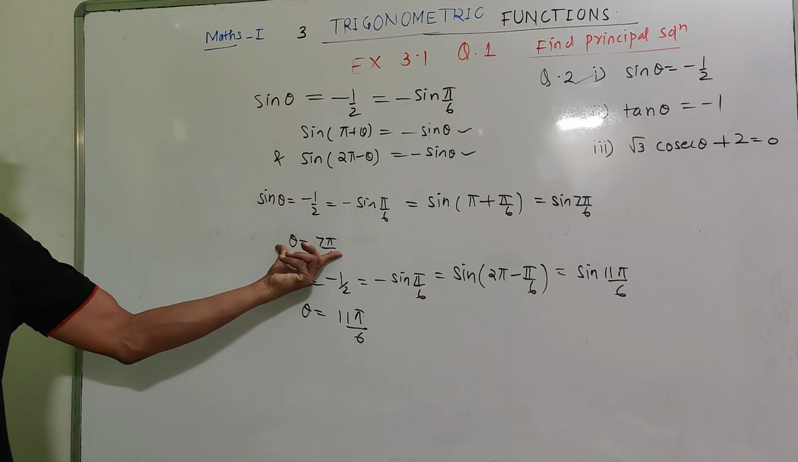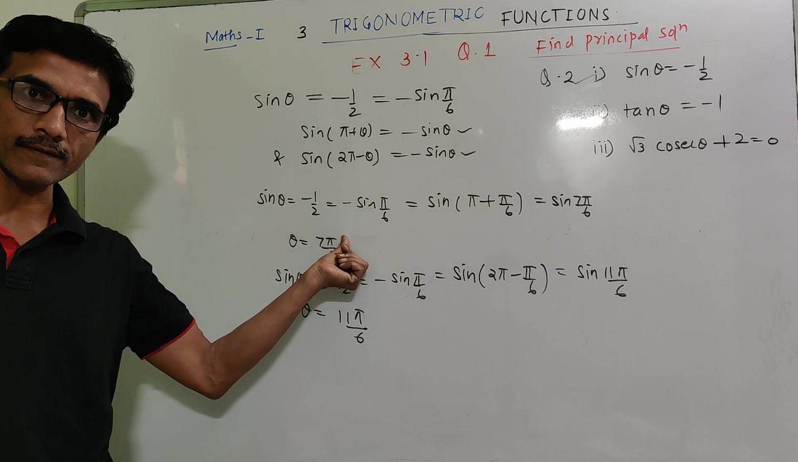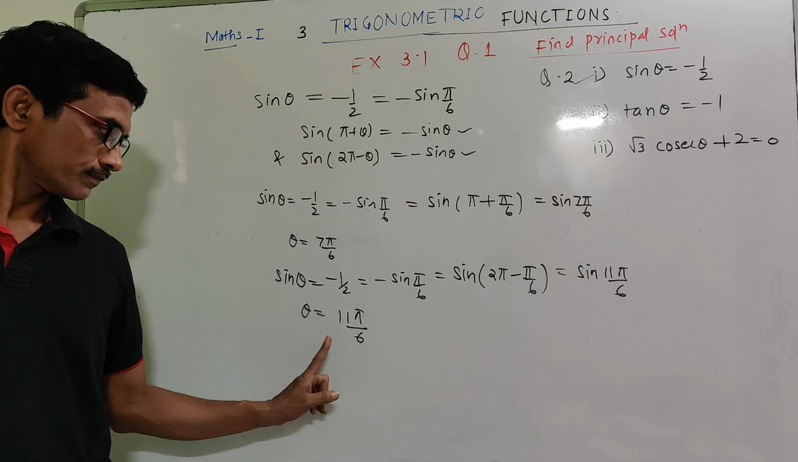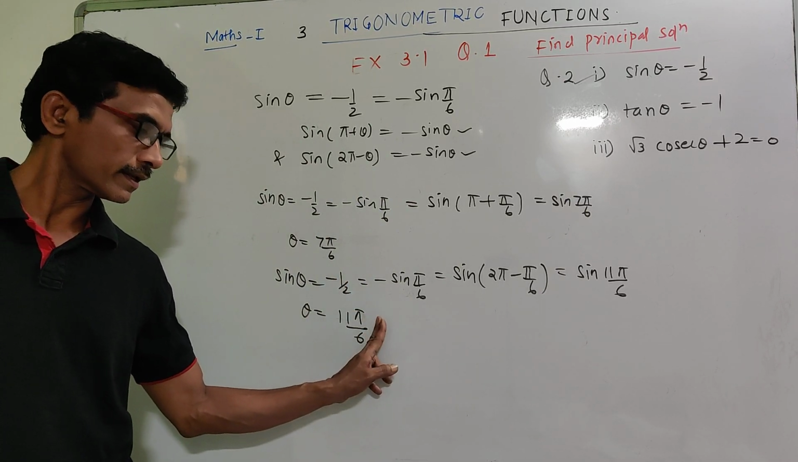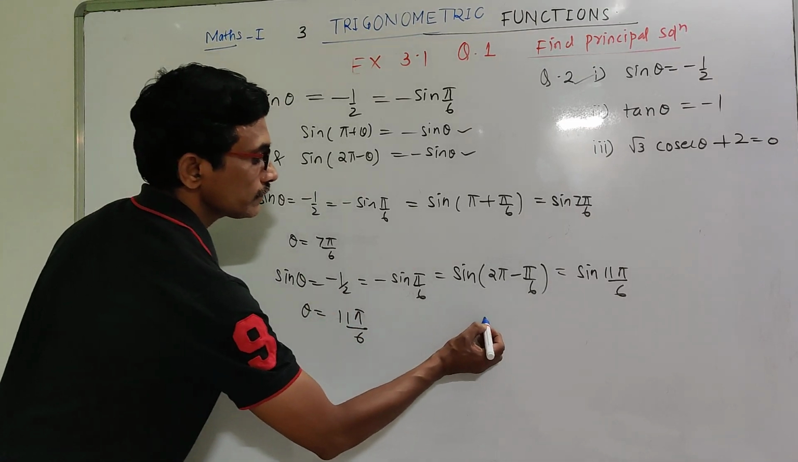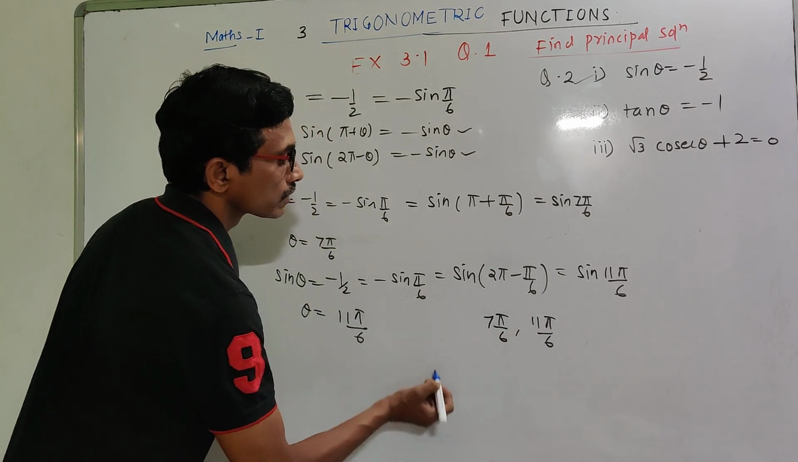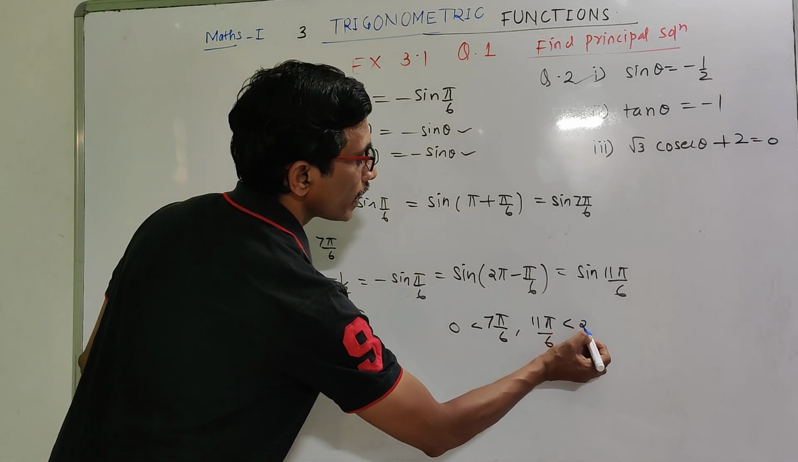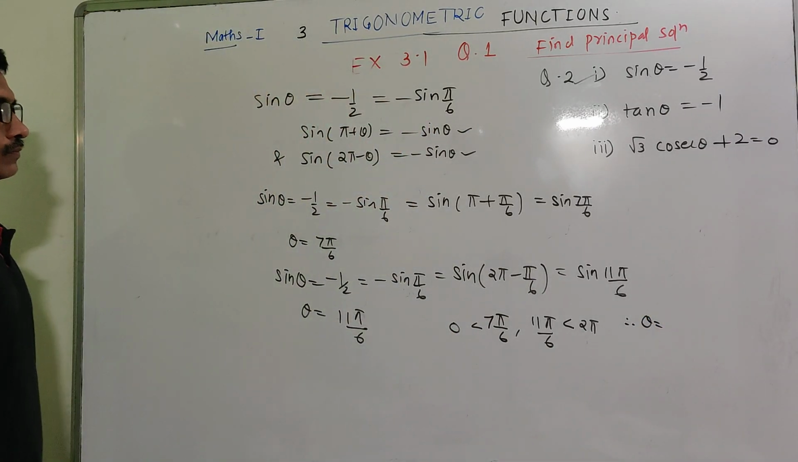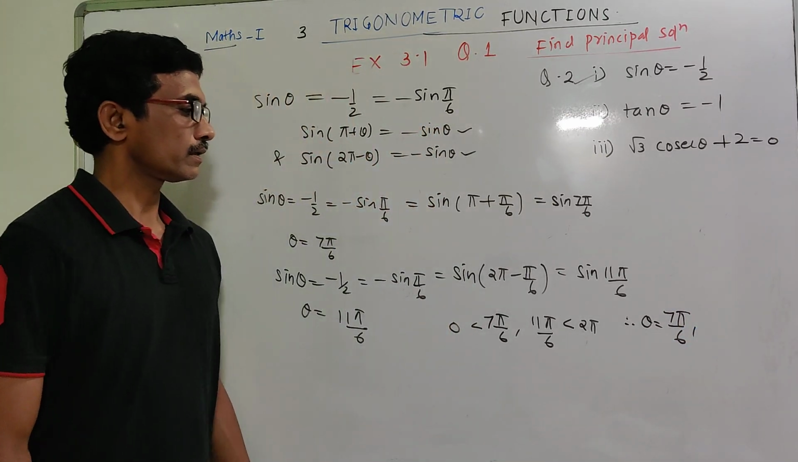One angle is 7 pi by 6, another angle is 11 pi by 6. Pi by 6 means 30 degree, 7 into 30 degree, that is 210 degree, which is less than 360. 11 into 30, that is 330 degree, which is again less than 360 degree. So we can say 7 pi by 6, 11 pi by 6 both lie in 0 and 2 pi. Therefore, principal solution theta is equal to 7 pi by 6 and 11 pi by 6.